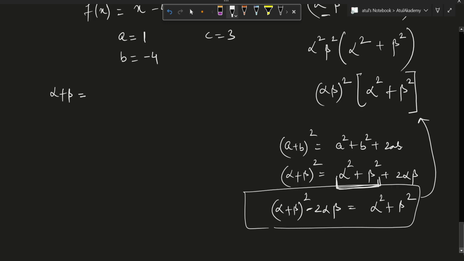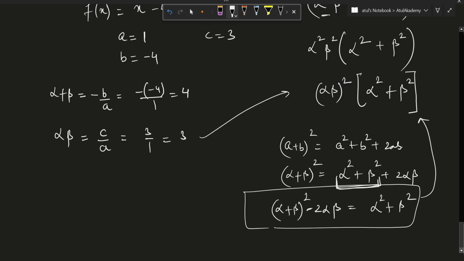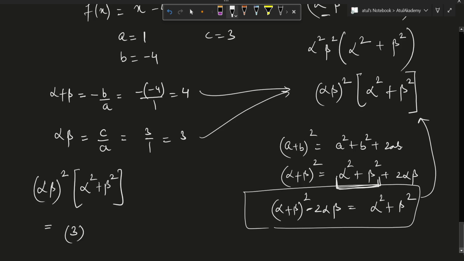Alpha plus beta is minus b by a, so minus minus 4 by 1, which is 4. What is alpha beta? That will be c by a, which is 3 by 1, so that's 3. I have these things. Now let's put both the things over here. So alpha beta whole square, alpha square plus beta square will change to 3 square, and alpha square plus beta square is what? It's alpha plus beta whole square minus 2 alpha beta.